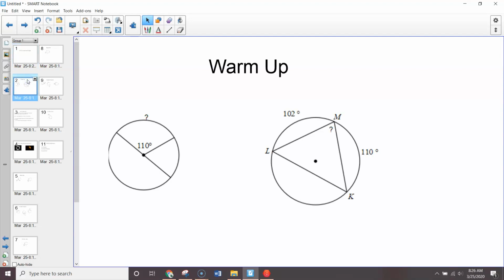So to start off, let's do a warm-up looking at central and inscribed angles. So go ahead and pause, work these out, and then press play once you're ready.